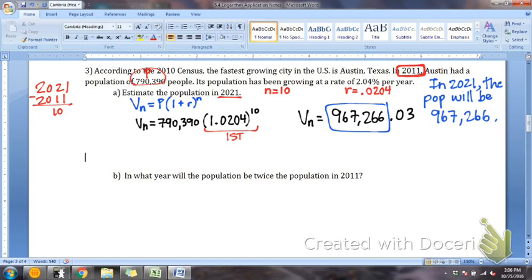Okay, questions about that one? Those of you that got the wrong answer, did you figure out what happened? I don't know what I did. Okay, on your calculator, put it in again. 1.0204. Don't forget any zeros. To the 10th power. Raised to the 10th power, times 790,390.